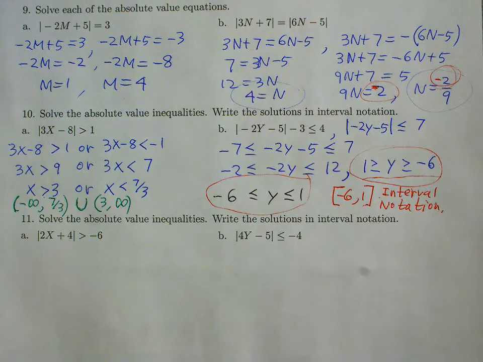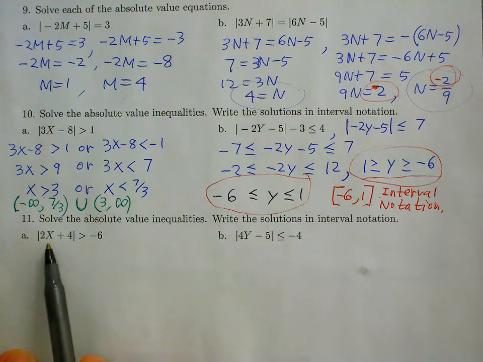Okay, the next problem, number 11, part A, the absolute value of 2x plus 4 is greater than -6. Well, if x is a real number, 2 times x plus 4 is a real number, and the absolute value of that real number is greater than or equal to 0. So a number that's already greater than or equal to 0 is going to be greater than -6. So the solution for part A is all real numbers.